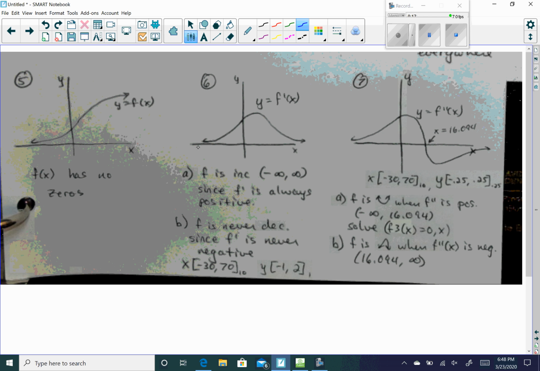If you look at 6, looking at this graph also takes us back to 4, where the domain is still all real numbers. For 6, it's saying draw the graph of f prime and find the intervals on which f is increasing and decreasing. So here, our first derivative is always positive. Therefore, f is increasing everywhere. f is never decreasing, since f prime is never negative. And this is just the window settings I have.